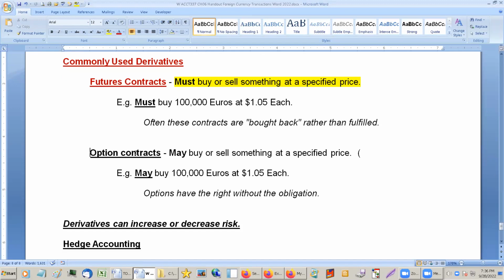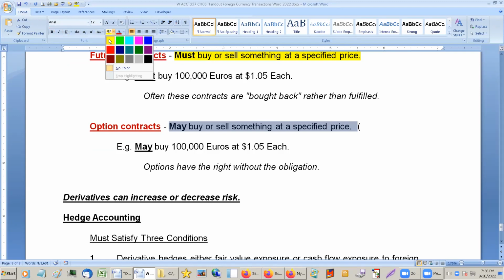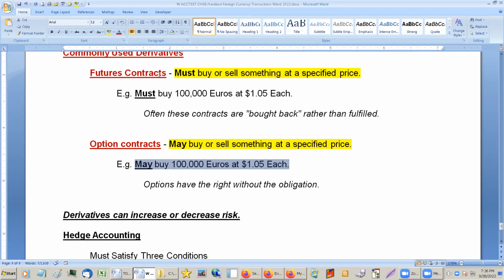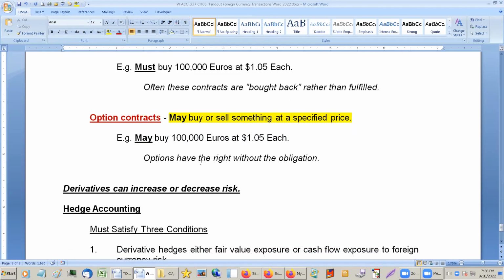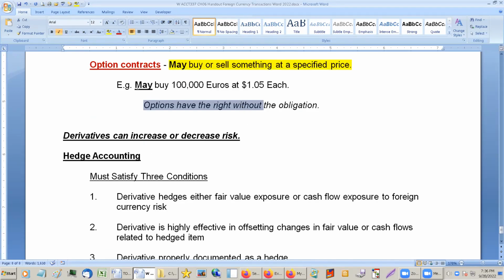Okay. Option contracts. Option contracts give you the option. So there's an option that you may buy euros at $105 each. This gives you the option of buying them or not. They give you the right without the obligation.